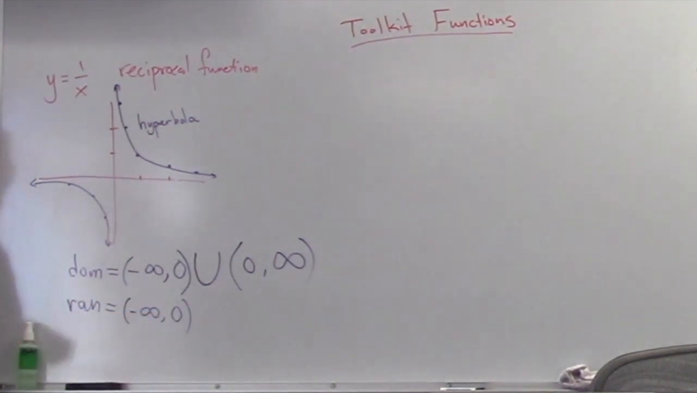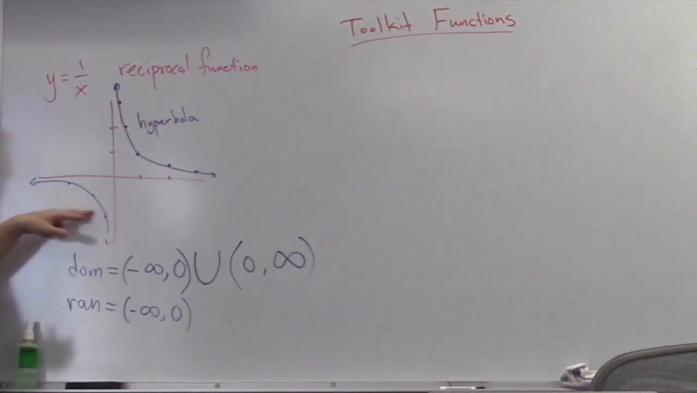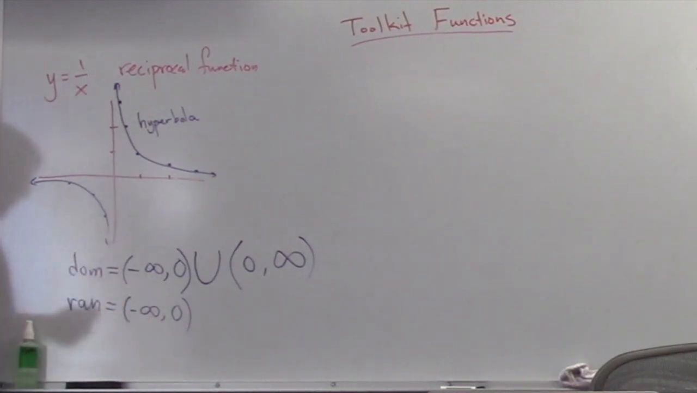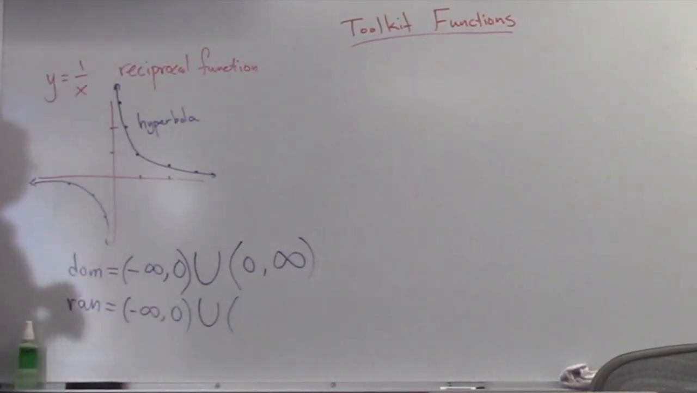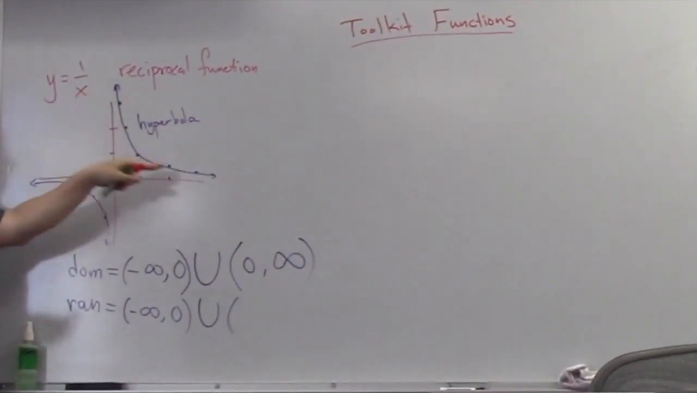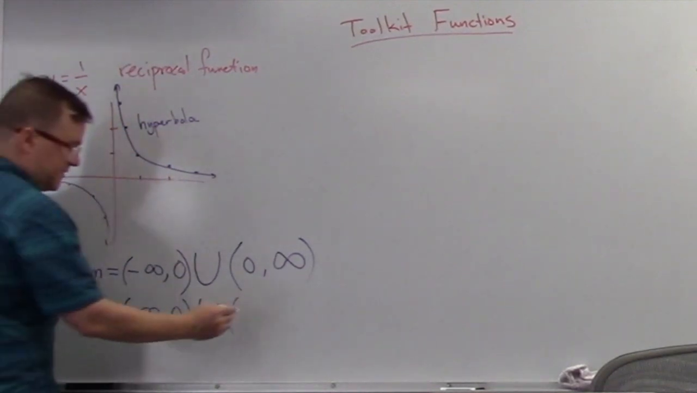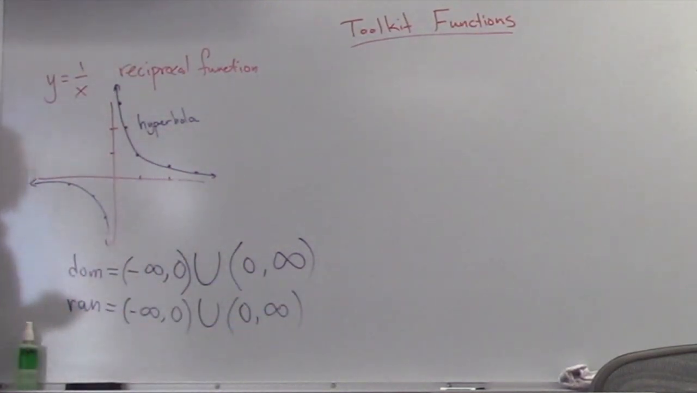So I'm saying this because I can see that in this branch of the graph, the y coordinates are negative. That's what prompts me to write this down. But in this branch of the hyperbola, which is part of the same function, the y coordinates are positive. And that's why I'm going to include this as part of my answer. You need both of those for full credit.